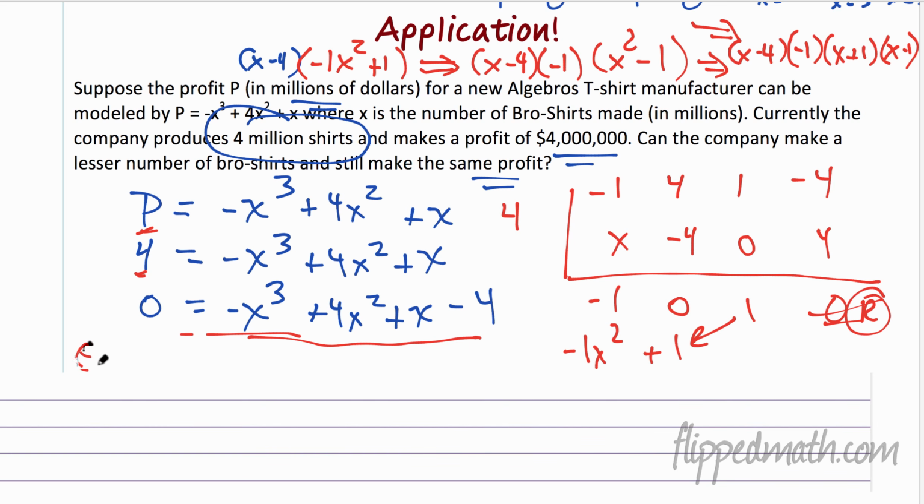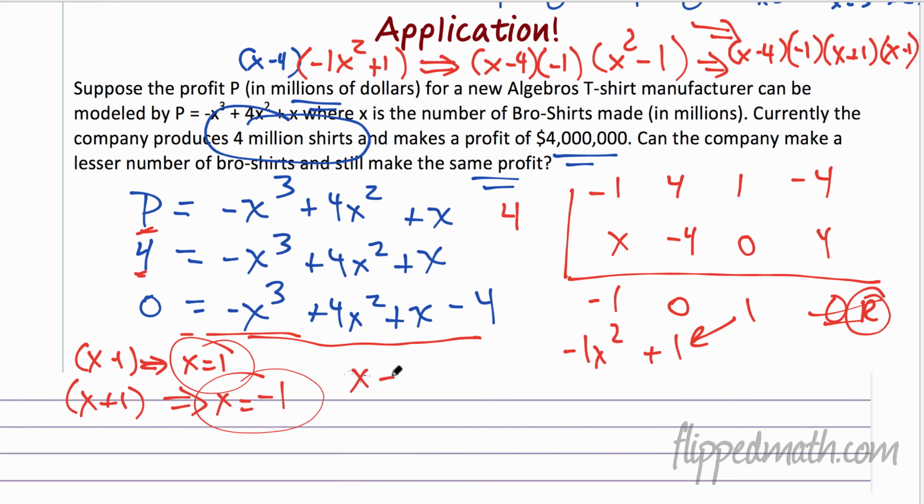So if x minus 1 is a factor, that means x equals 1 is a root. If x plus 1 is a factor, that means that x equals -1 is a root. We know that x equals 4 is already a root, so we already know that one. One of these does not make sense. Which one? The negative, because you can't have a negative number of shirts made. So the answer here would be x equals 1.